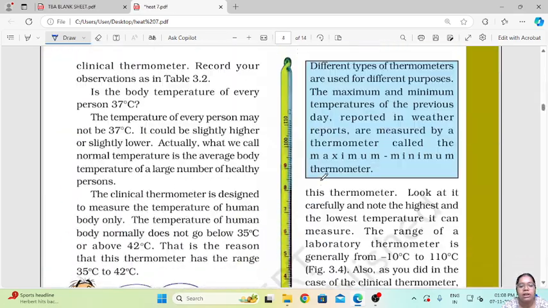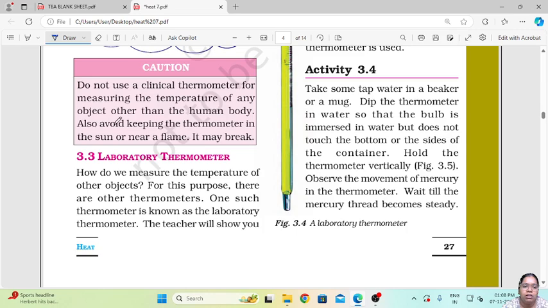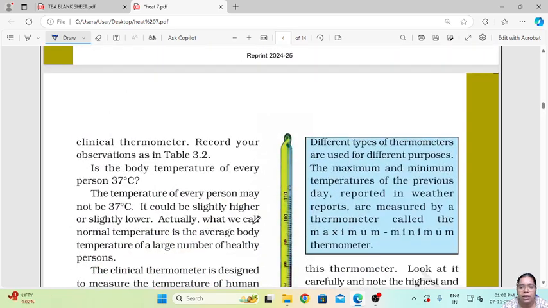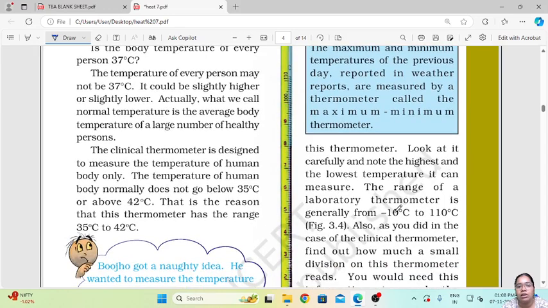We will study about the laboratory thermometer now. Such thermometers are used in laboratories. The teachers will show you this type of thermometer when they want to measure the temperature of any cold substance, any hot substance, or when they want to find the boiling point of any substance. That time they will use the laboratory thermometer inside the lab.